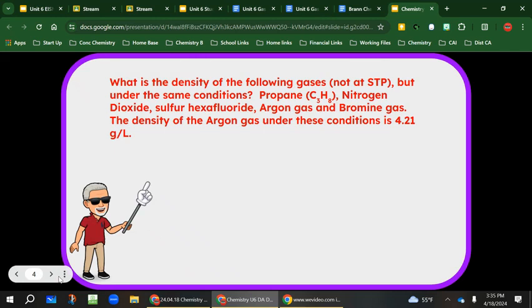After that, ladies and gentlemen, we went to this question. What is the density of the following gases, not at STP, but under the same conditions? Propane gas, and I give you a formula because I don't expect you to know how to write the formula based on the name propane gas. Nitrogen dioxide, should be able to write a formula for. Sulfur hexafluoride, should be able to write a formula for. Argon gas and bromine gas. The density of argon gas under these conditions is 4.21 grams per liter. Pause the video if you don't want to see the answers.